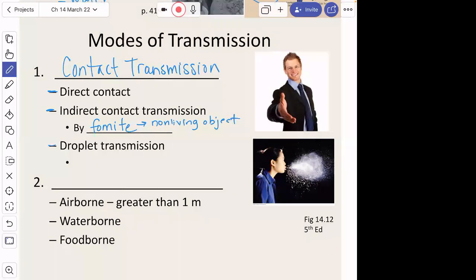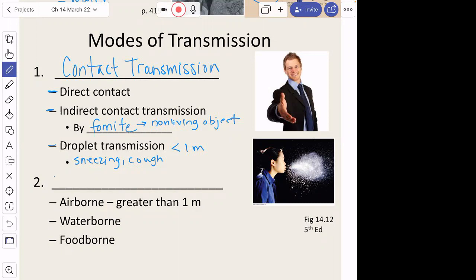Droplet transmission then is going to be passed by sneezing or coughing. Those large droplets that we expel, kind of unintentionally sometimes. We know that pathogens can hitch a ride on those. Droplet transmission is considered less than 1 meter, so 1 meter, 3 feet. If you sneeze on somebody and you're closer than 3 feet, and they get ill, that's considered droplet transmission.